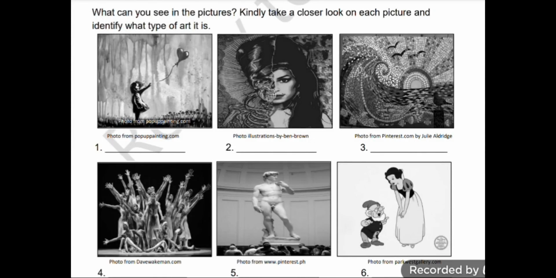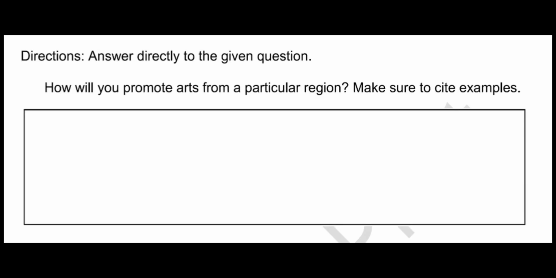Directions. Give the correct techniques used by the artist based on the given picture. What can you see in the pictures? Kindly take a closer look at each picture and identify what type of art it is. Answer directly to the given question. How will you promote arts from a particular region? Make sure to cite examples.